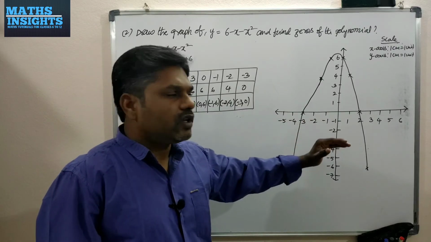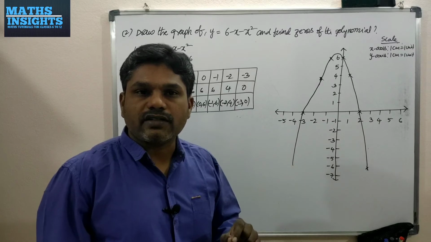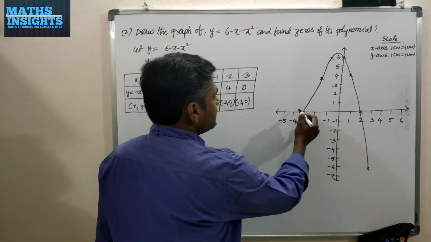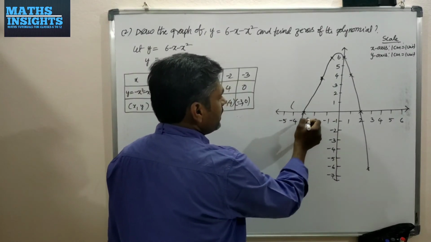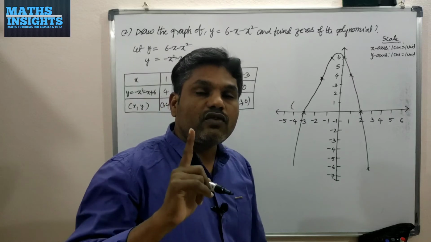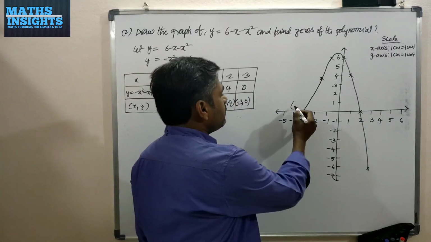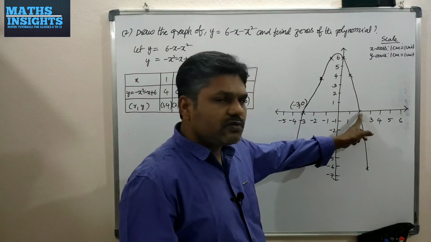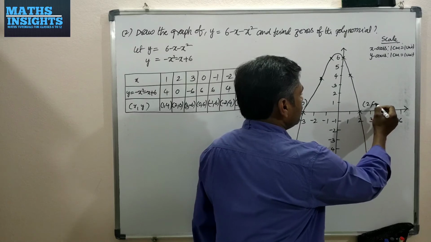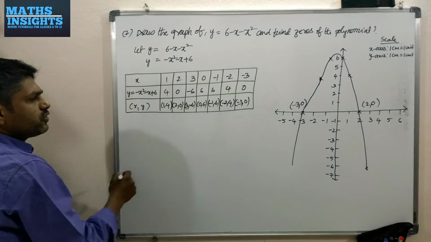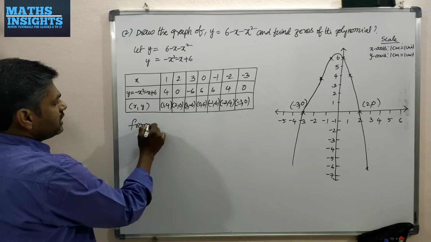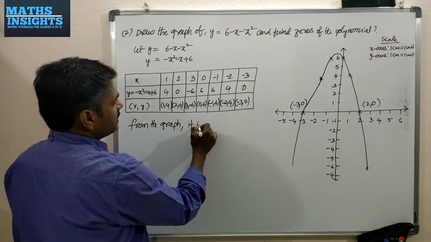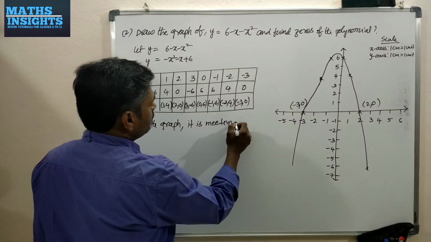After drawing the graph, you have to identify the points where this graph is meeting the x-axis. If you observe, this is the point where it is meeting. See, the point is on the x-axis, therefore the y coordinate is 0. Therefore minus 3 comma 0 is the first point, and if you observe, it is also meeting at 2 comma 0. Similarly, what you did in the previous one, from the graph it is meeting, it means the quadratic polynomial.